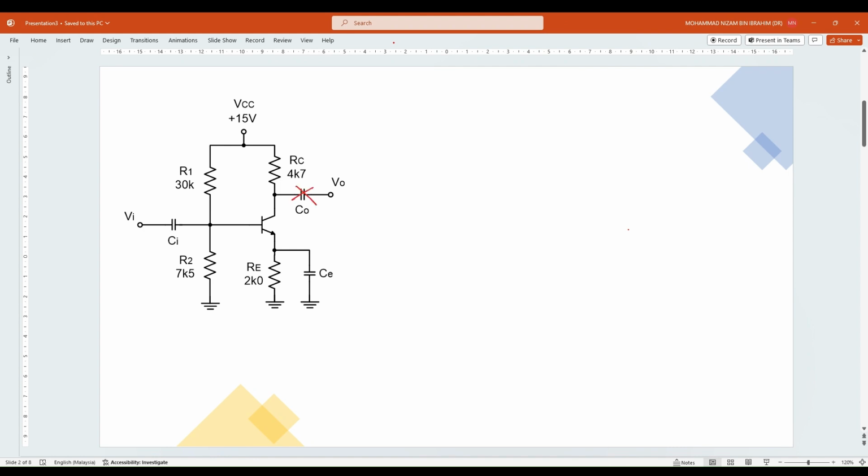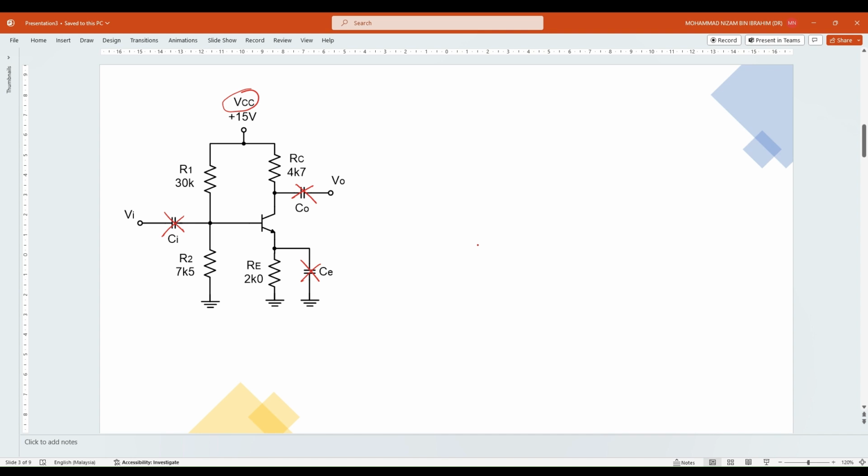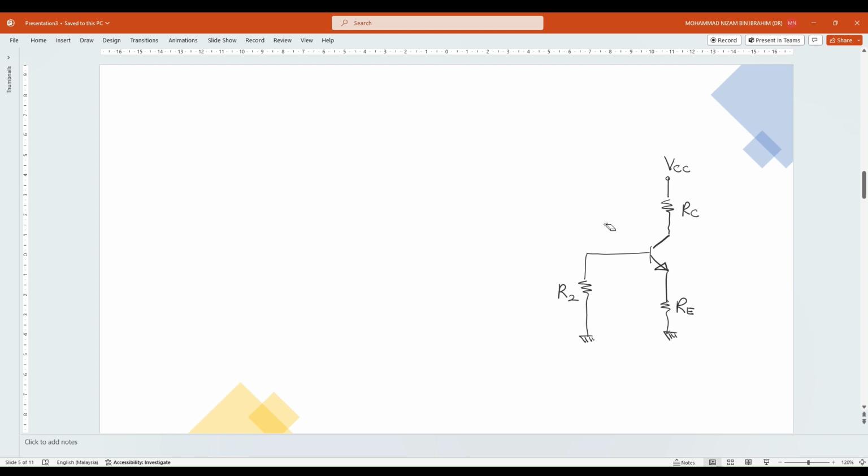Open all capacitors. Divide the VCC into two nodes. We will redraw the VCC and resistor R1.